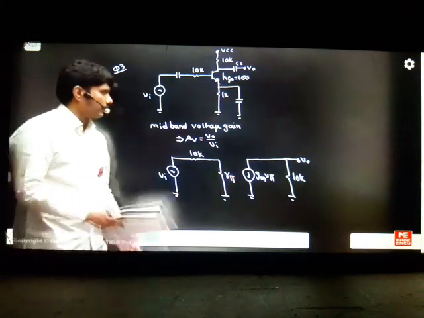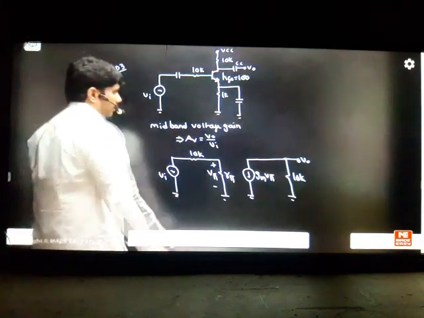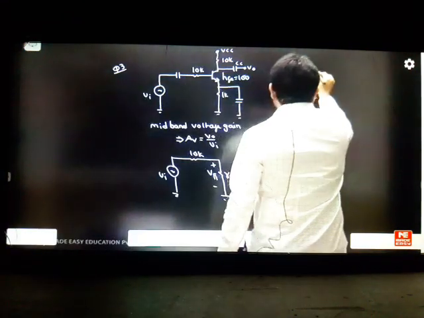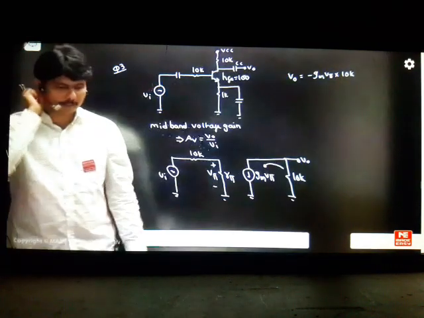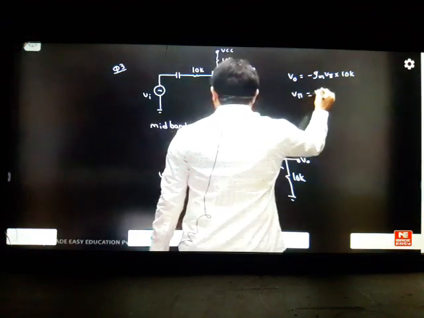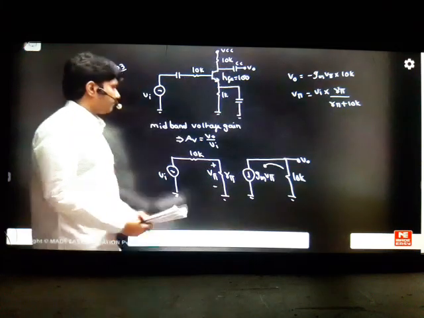If I want the gain, can you find out the gain for this? This is V pi here. This current is going in this manner. So what is the output here? Output is equal to minus GM into V pi into 10K. I have written minus GM into V pi into 10K. Then V pi is nothing but VI into R pi by R pi plus 10K. So I have written it like this.